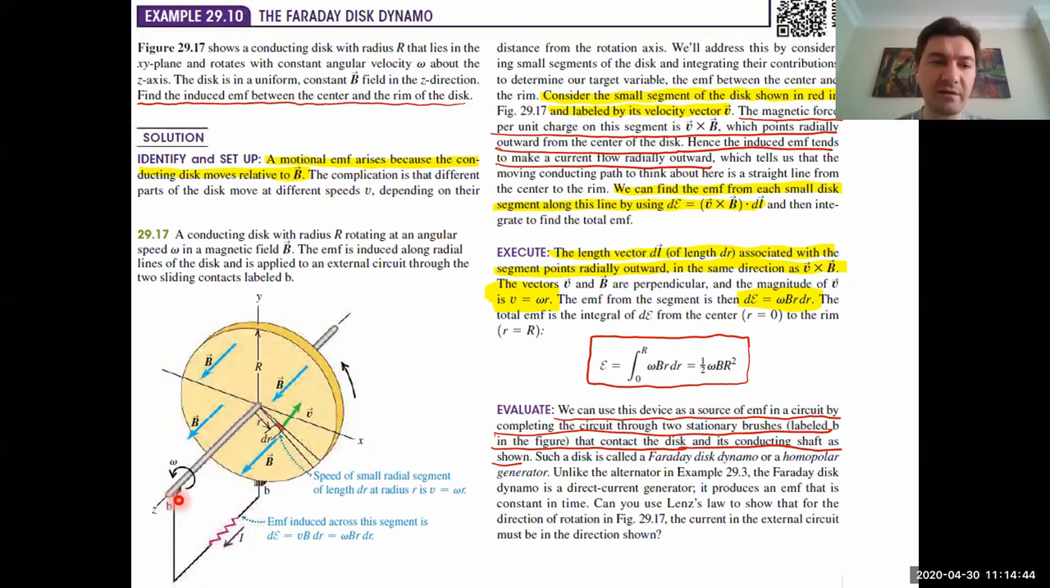So you take a conductor from the center and another wire from the rim of the disk. Then we have a current here. The question is, what is the EMF from center to rim and what is the current due to that EMF. Motional EMF arises because the conducting disc moves relative to B. Choose a very small element on the disc, at radius r from the center, a small radial segment of length dr, shown in red here.